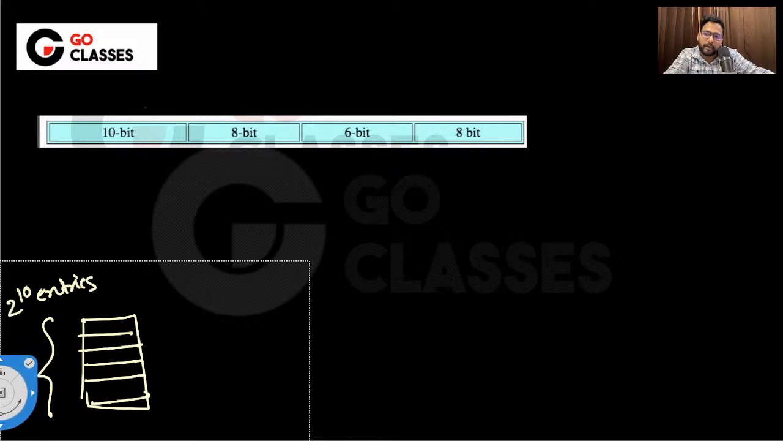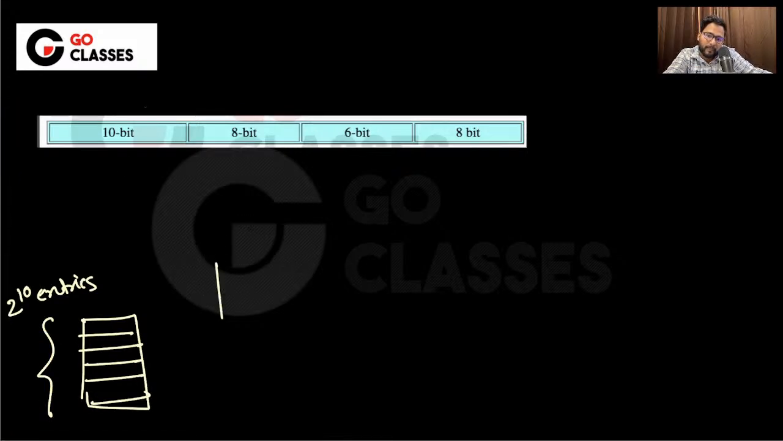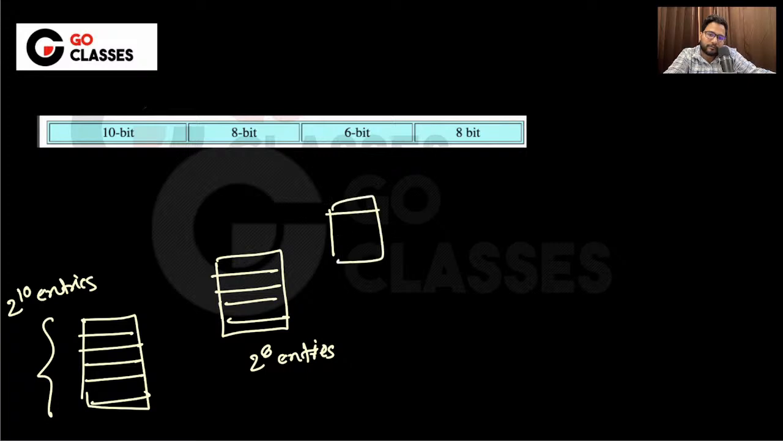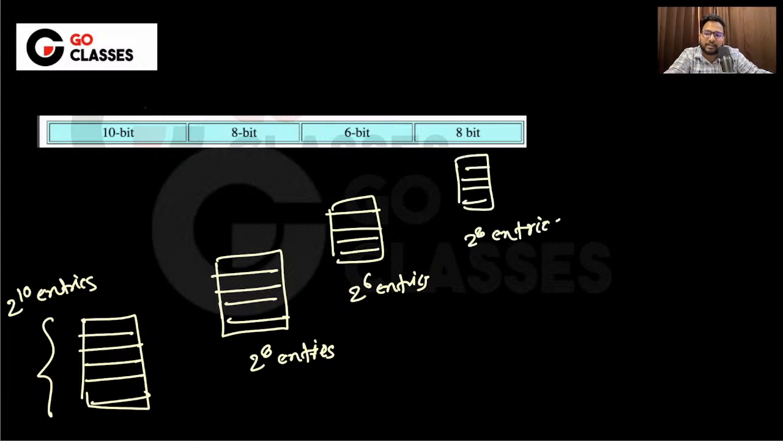This will have 2 power 8 entries, right? So these are 2 power 8 entries. This will have 2 power 6 entries. This will have 2 power 8 entries. And at the last level, this entry is just a byte. So you can say 2 power 8 bytes also, but that's fine. At the last level, you will be storing the actual data, right?